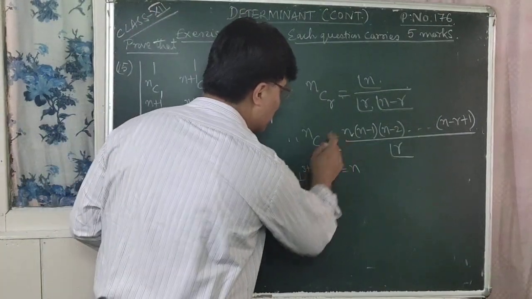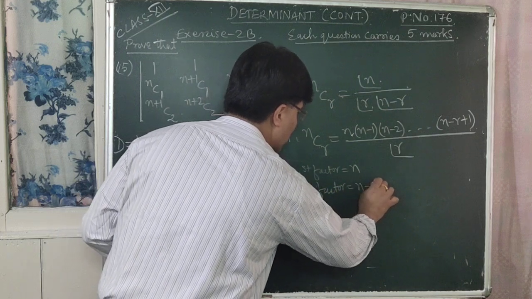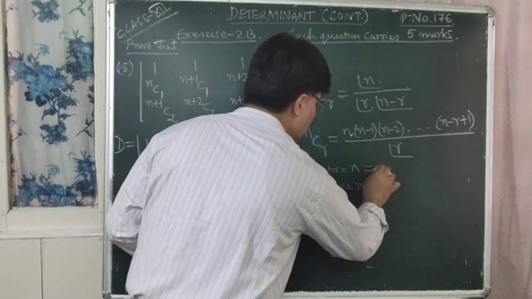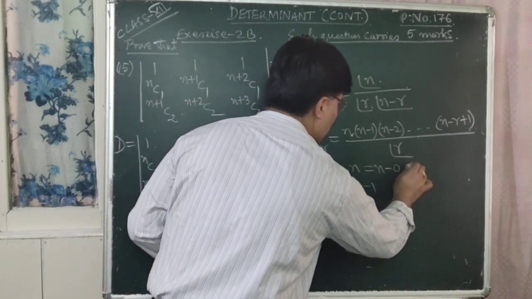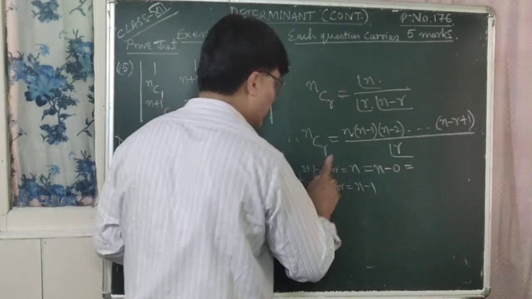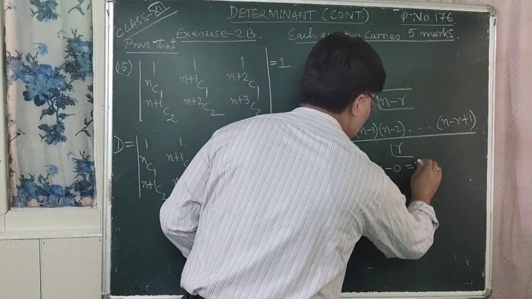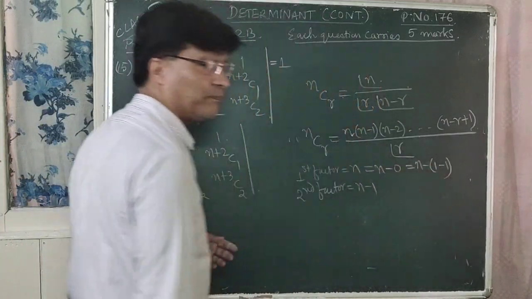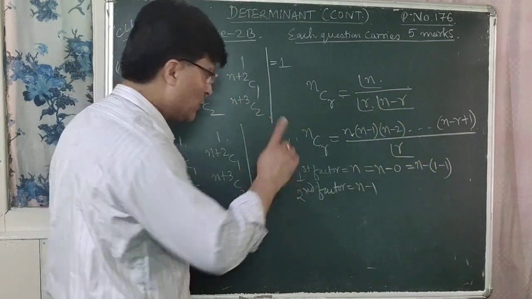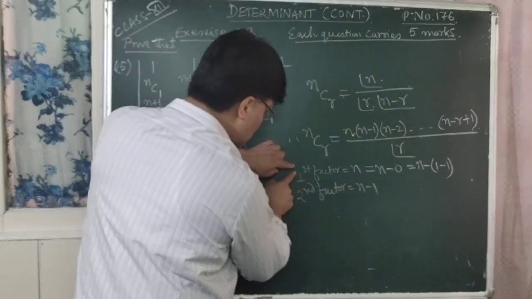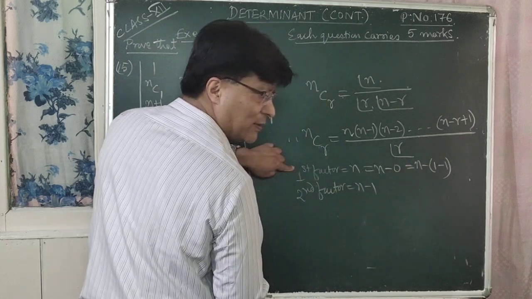So here what is the first factor? That is n. What is the second factor? The second factor is equal to n minus 1. It can be written as n minus 0, isn't it? So 0 is written as 1 minus 1, right? Similarly, what is the second factor? n minus 1. Since the first factor is 1, you should write 1 here. This is minus 1. Okay?